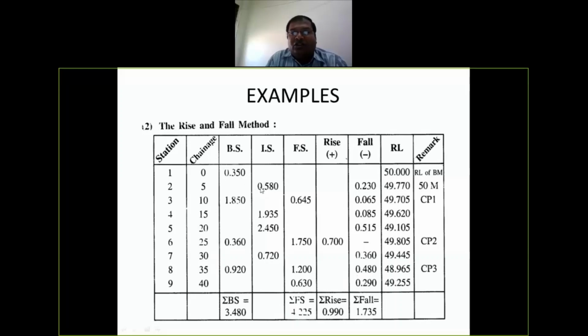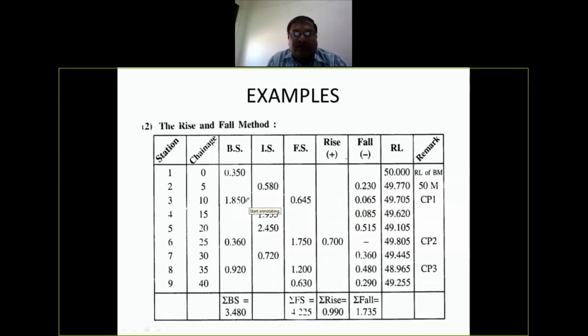So 0.350 minus 0.580, and here you will get a negative answer, so it means that here a valley is there. Okay, this point is somewhat here, this point is somewhat here, so you are getting some difference, and that difference is negative because there is a valley, and the value is negative, that's why I am putting it here, because fall indicates negative. So 0.230 you have to put here. Then you have to take station number 2 and station number 3 difference, and that difference comes 0.065, again negative, so I have to put it in the fall column.